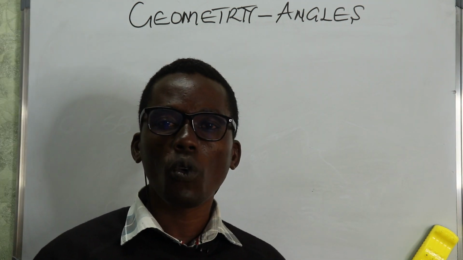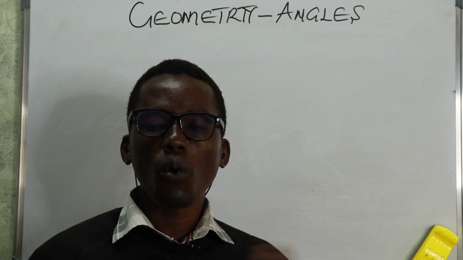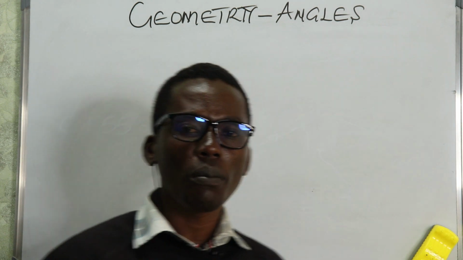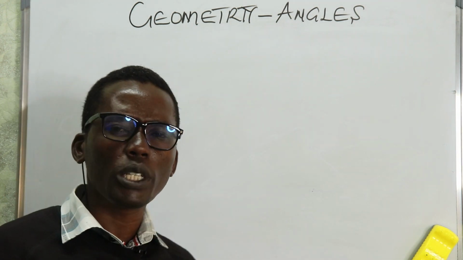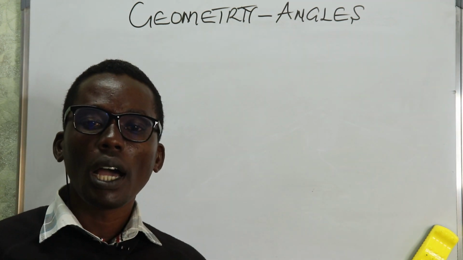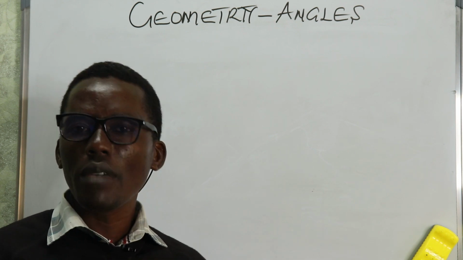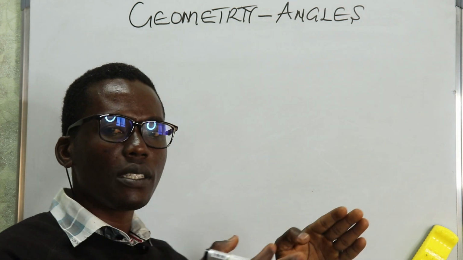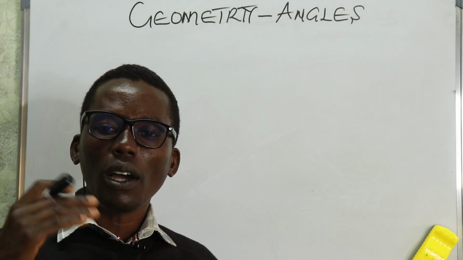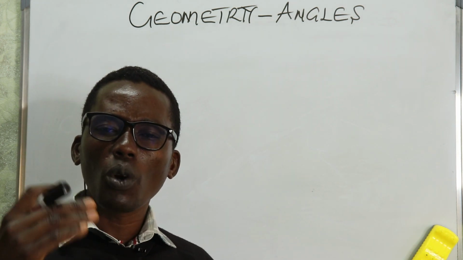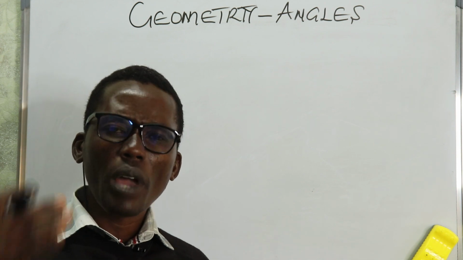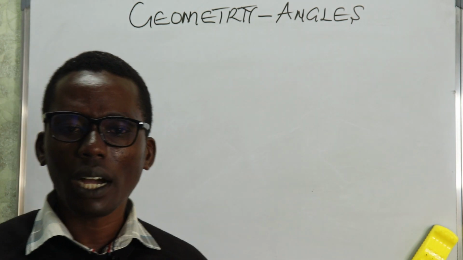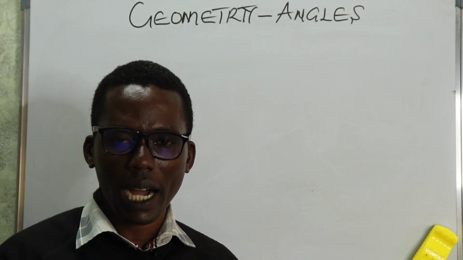In today's tutorial, we'll be looking at geometry and we'll be considering angles. Last time we discussed lines, and today we'll go straight to angles. What are angles? An angle is a measure of rotation or turning. When two lines cut each other, they form what we call an angle. We have seen these instances in alternate angles, in corresponding angles, in vertically opposite angles.